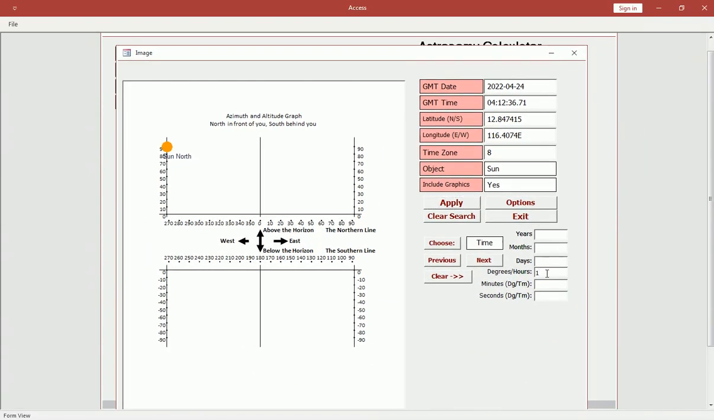Let's deduct 1 minute only from the time. 1 minute. Previous. See the jump? Next. Previous.